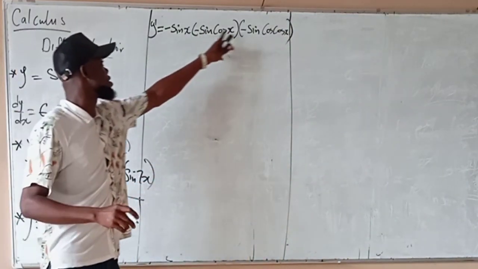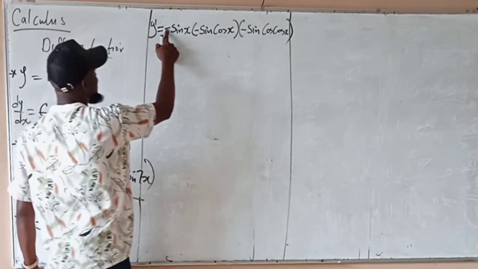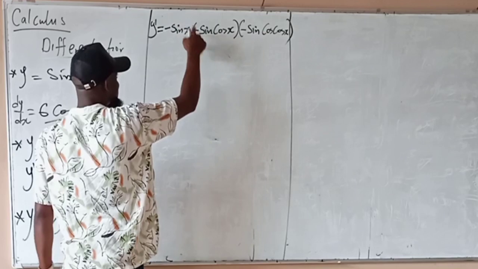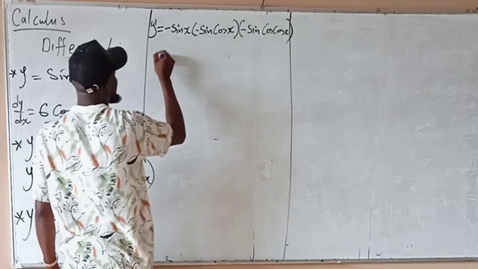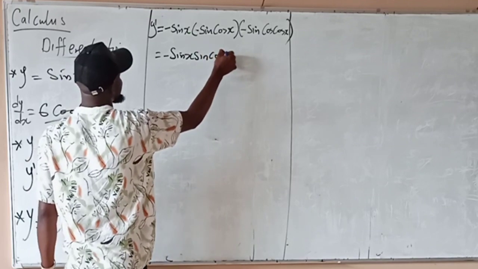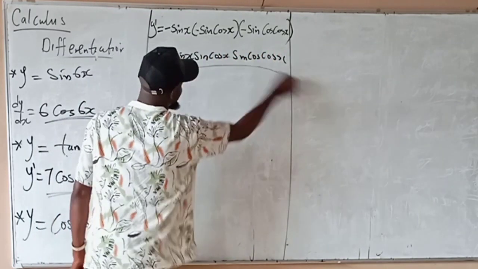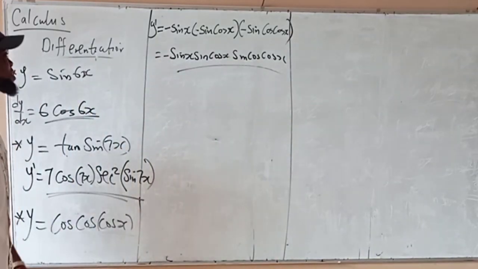So look at what I'm doing now. Most of you don't know how to use this. That's how I was trying to move the minus to the front. You're going to have minus, minus, minus. Minus times minus is plus. Plus times minus is minus. I'm going to have minus sine x, sine cos x, sine cos x. Answer.